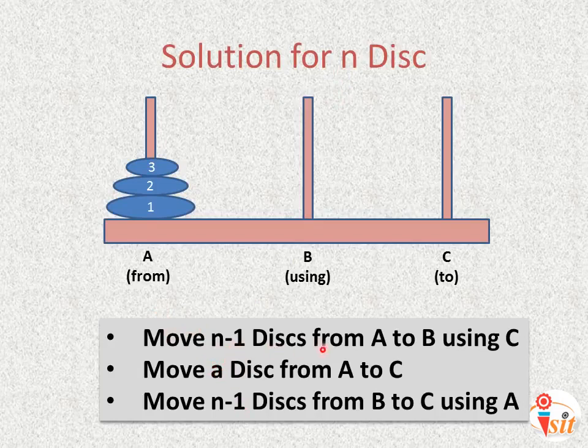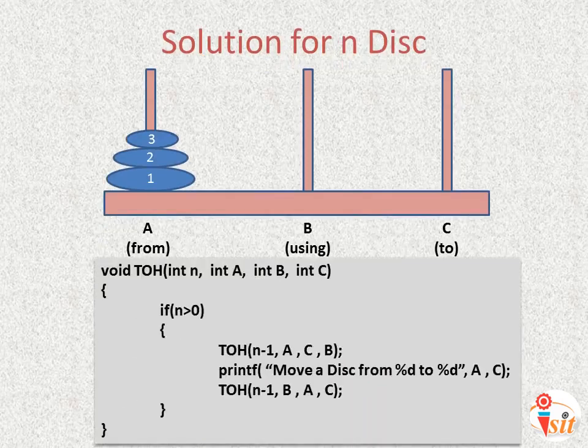So those 3 steps are repeated here. Move n minus 1 disk from A to B using C. Move a disk from A to C, and move n minus 1 disk from B to C using A. So this forms our recursive algorithm for Tower of Hanoi. Now here is an algorithm.